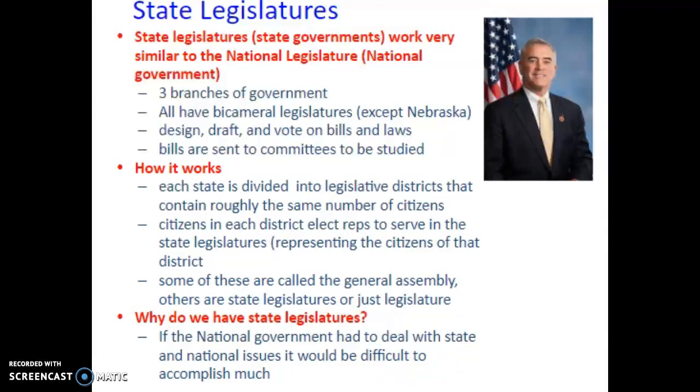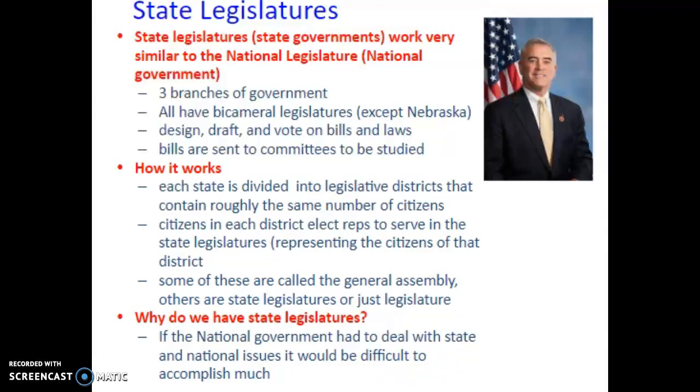Each state is divided into legislative districts that contain roughly the same number of citizens. Citizens in each district then elect representatives to serve in the state legislatures, and they're representing the citizens of that district. Some of these, again, are called general assemblies. Others are state legislatures or just legislature.